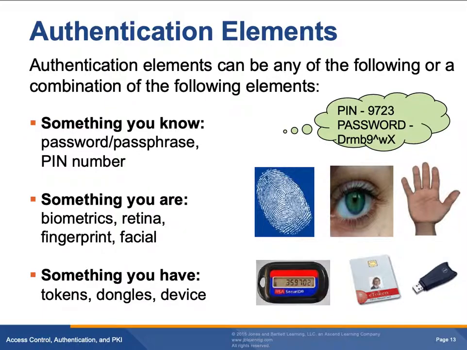Off to the right, you have the PIN and password, for example, in that little green cloud. The thumbprint, that's something you are. The eye print, biometrics, the handprint, and then we have certain key fobs, that little fob right there. It's an RSA token that actually generates a unique key that you need to register in. And then we see a smart card and a dongle, if you will, right there. So a couple of different devices that we'll be talking about in this course.